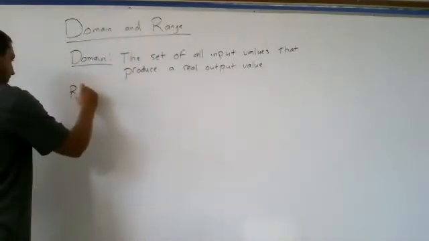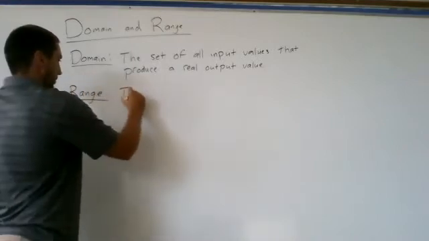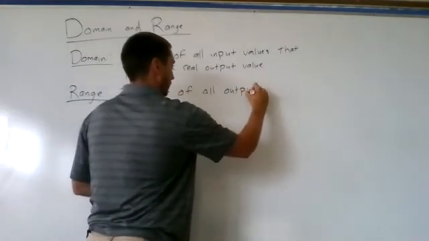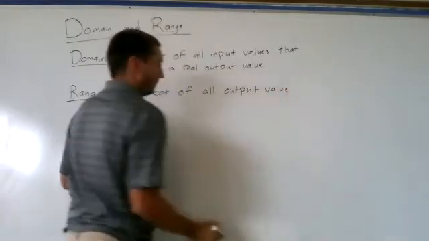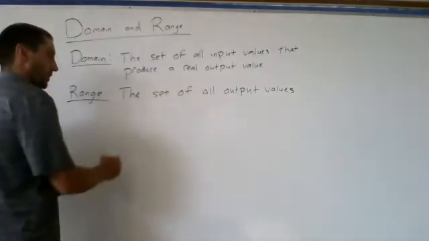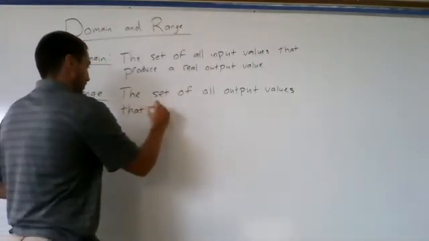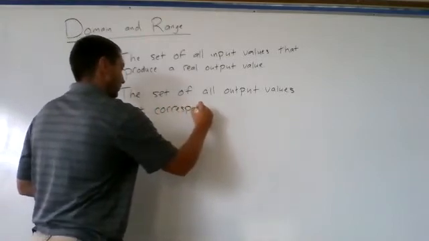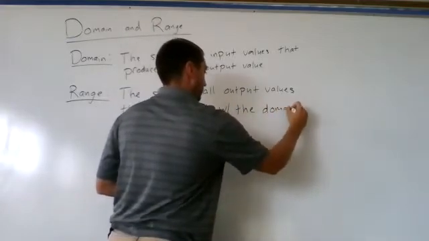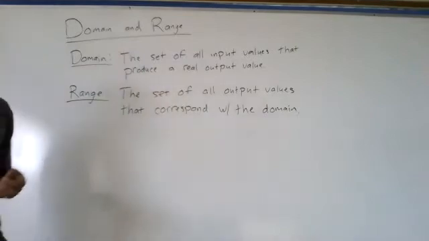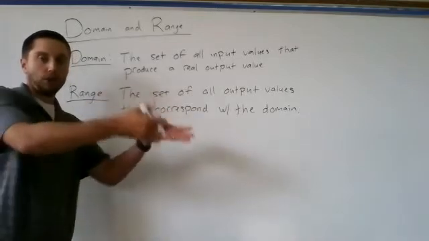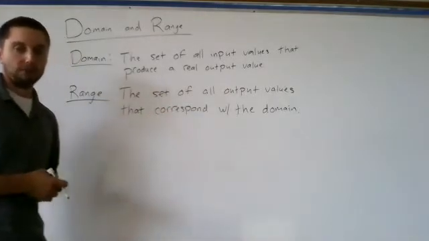So then range is the set of all output values. So it's a set of all output values that come from where? So it's the set of all output values that come from our domain. So the set of all output values that correspond with the domain. Okay, so domain, what values can I plug in that produce a real number back out? In range, what are those output values that are produced from those input values?